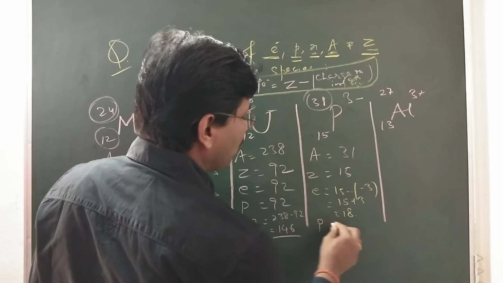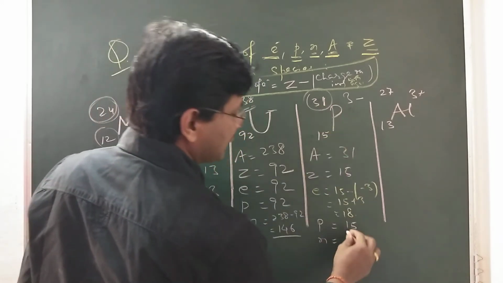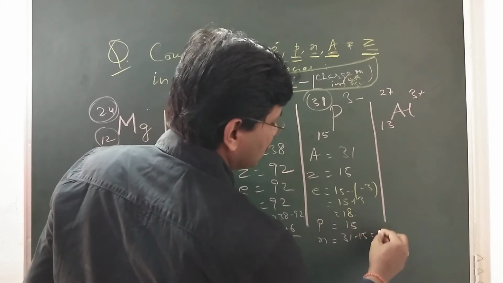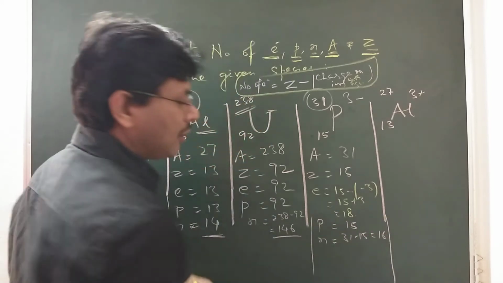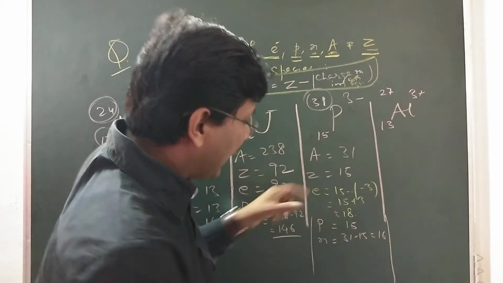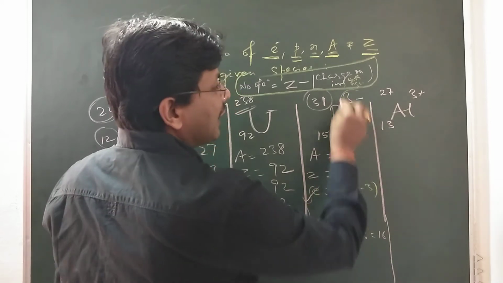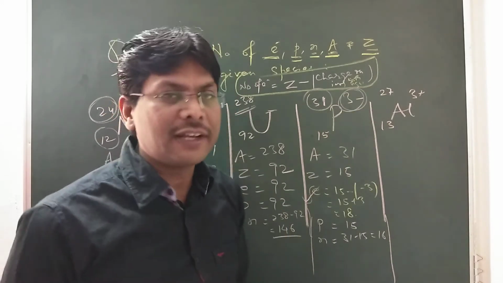Now coming to protons, proton remains the same, so it is 15, and neutron is A minus Z, that is 31 minus 15, that is 16. So in the phosphide ion, the number of neutrons is 16, protons is 15, electrons is 18, and you can easily see electrons are 3 more in number. That's why it has 3 negative charge, because electrons are negatively charged.